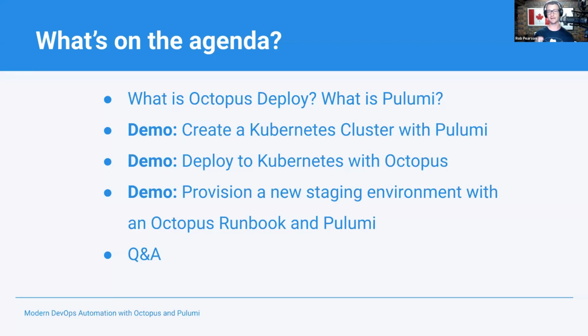And finally, we're going to have a final demo. We're going to look at how you can use Octopus runbooks and runbook automation to combine both Octopus and Pulumi to either provision or destroy new environments and infrastructure. You can do it on a schedule, and there's lots of useful scenarios there.